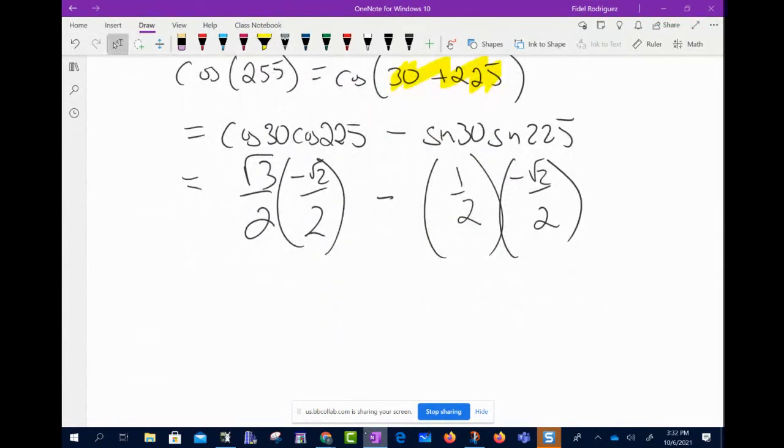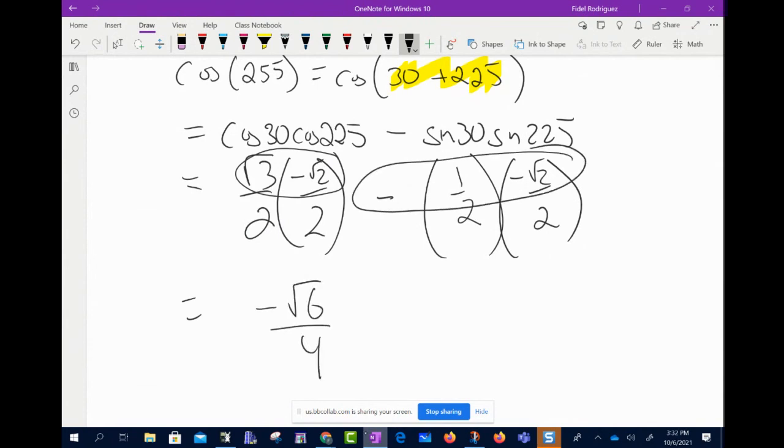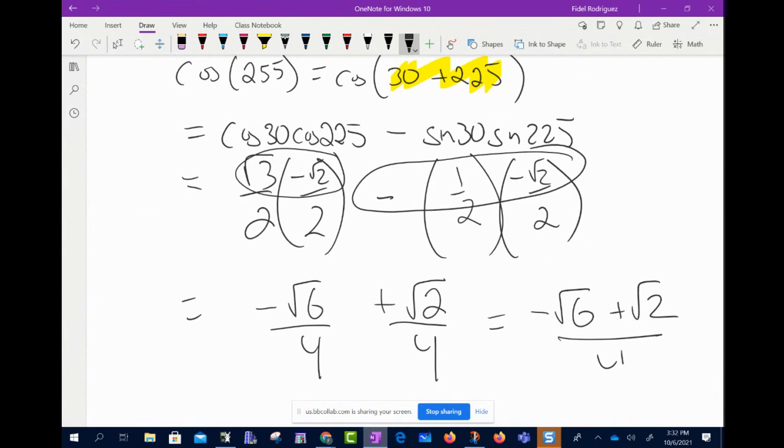Okay, and so now let's take a look here. Everybody agree on the top, this is going to give me a negative square root of 6 over 4. Isn't this one here going to be a positive square root of 2 over 4 because we got a negative and a negative? Okay, so y'all, this should be something like the negative square root of 6 plus the square root of 2, all over 4. Am I good like that?